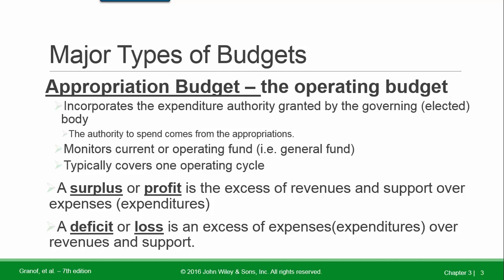A surplus or profit is the excess of revenues and support over expenses or expenditures, depending on whether it's full accrual or modified accrual accounting. A deficit or loss is an excess of expenses or expenditures over revenues and support.